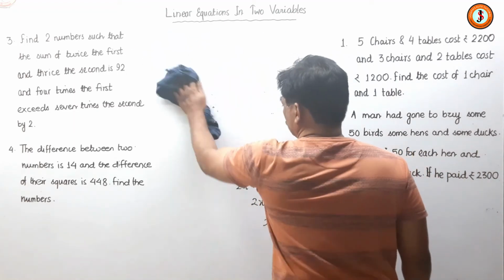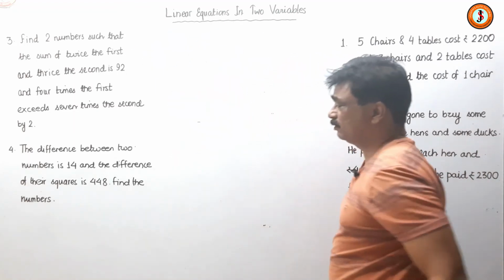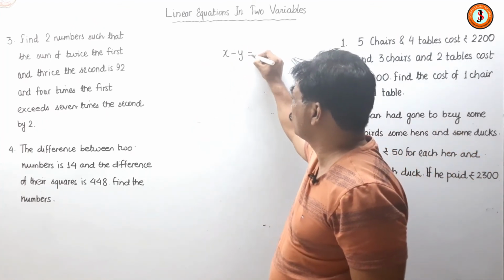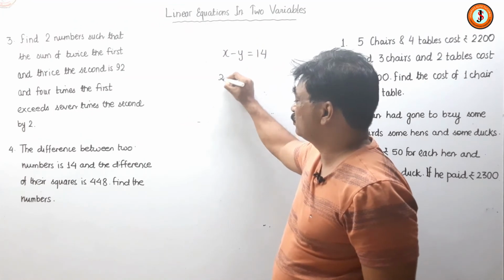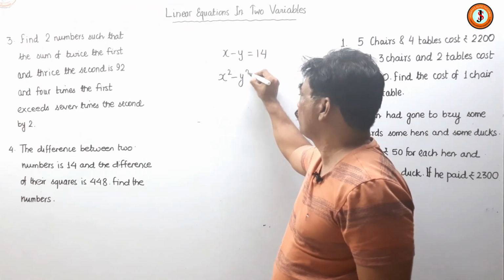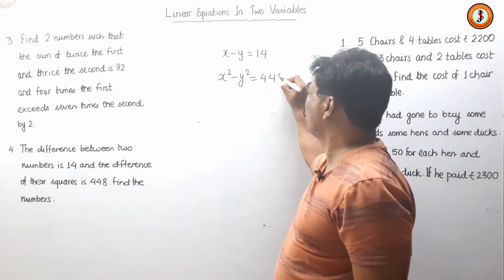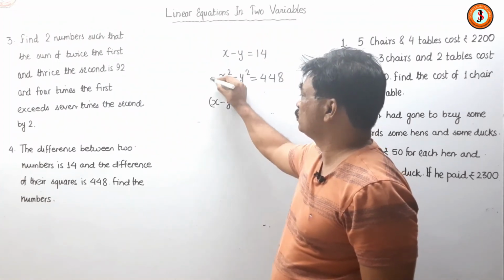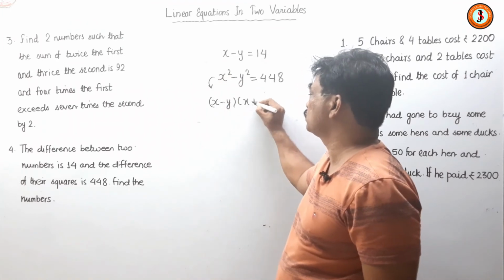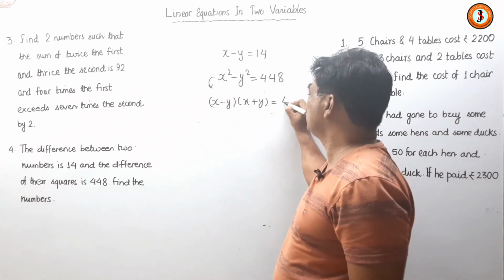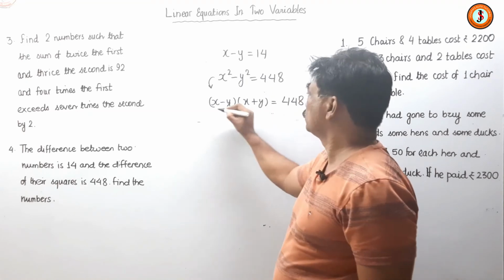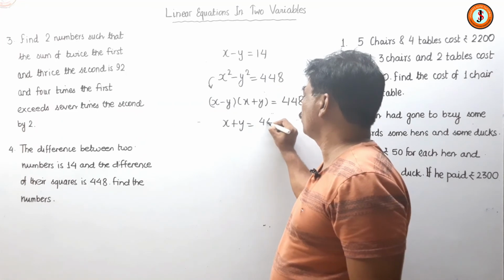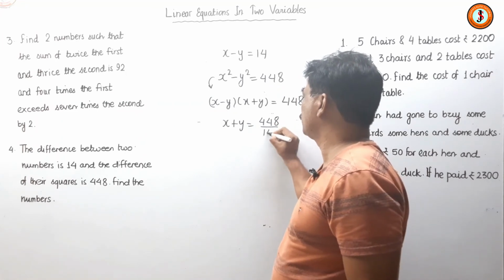The fourth question. The difference between two numbers is 14. So x minus y is equal to 14, and the difference between the squares is 448. Now what to do? I can split it and write x minus y. I can use the formula here: a square minus b square is equal to a minus b into a plus b. So now the x minus y is 14. So x plus y is equal to 448 by 14.